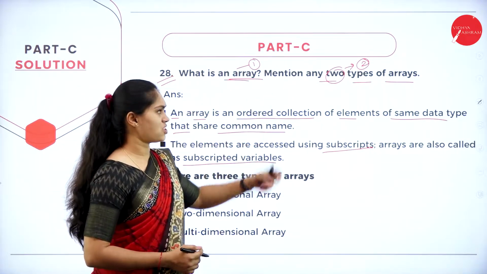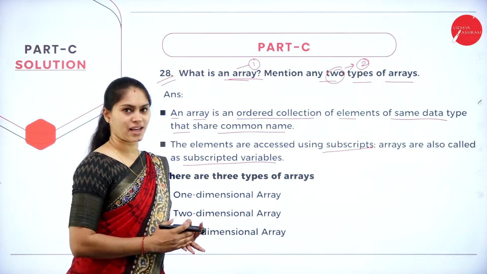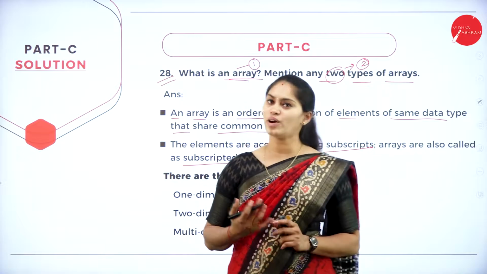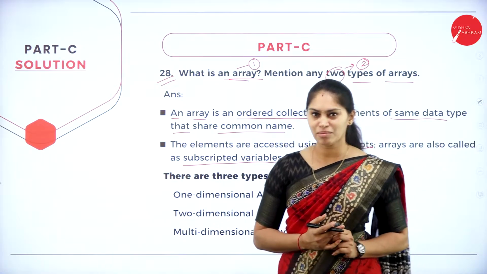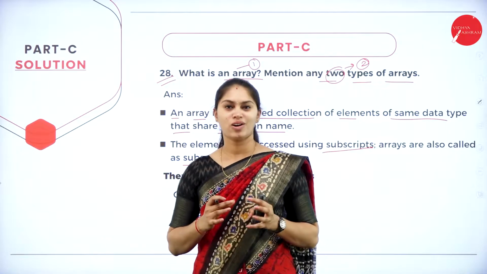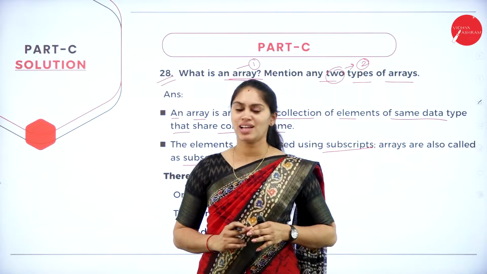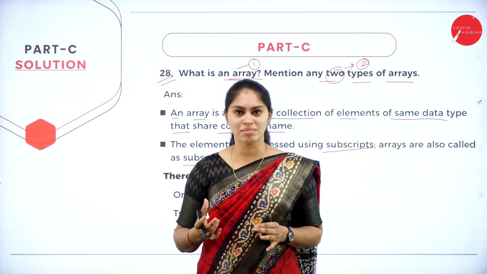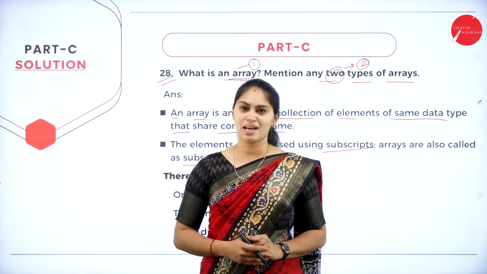Then what is the next question? Mention any two types of array. If you consider what the types of array are, we have a one-dimensional array, a two-dimensional array, and a three-dimensional array. Isn't it? Wrong, no? We have only one-dimensional array and two-dimensional array. Any array with more than two dimensions will be termed as a multi-dimensional array.